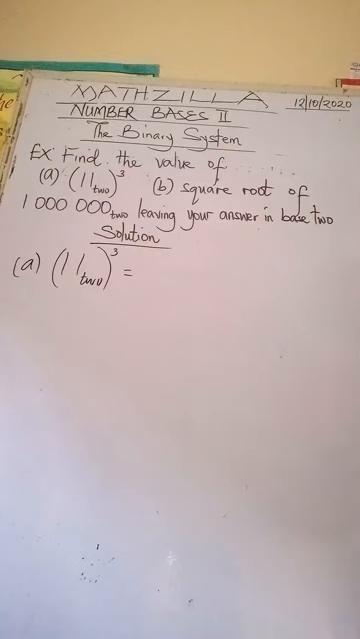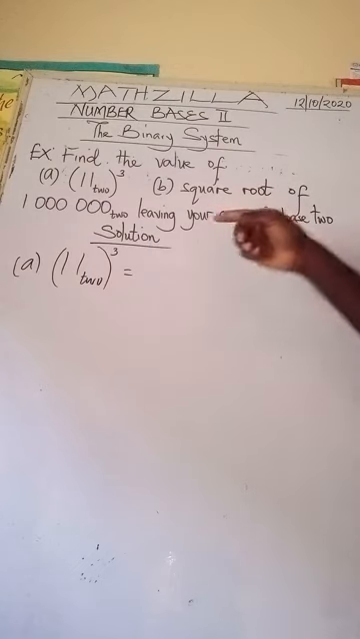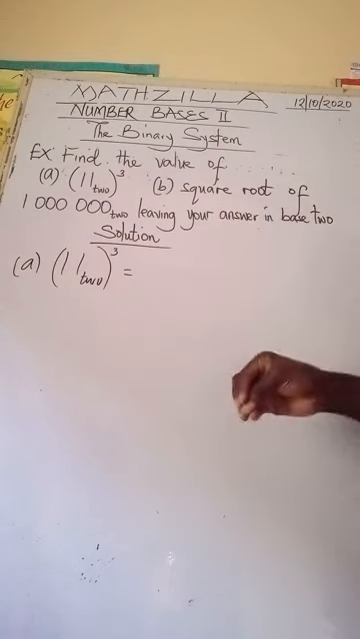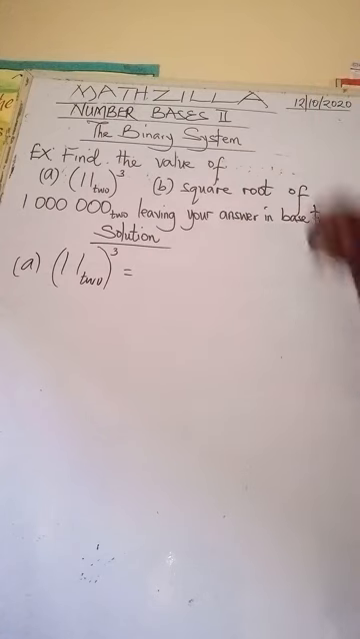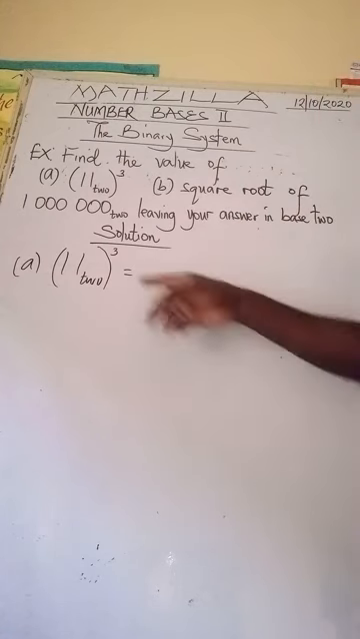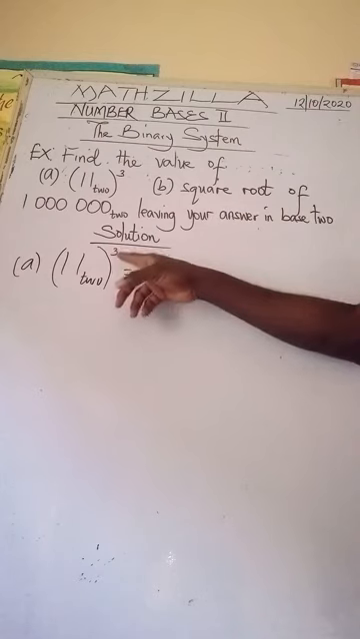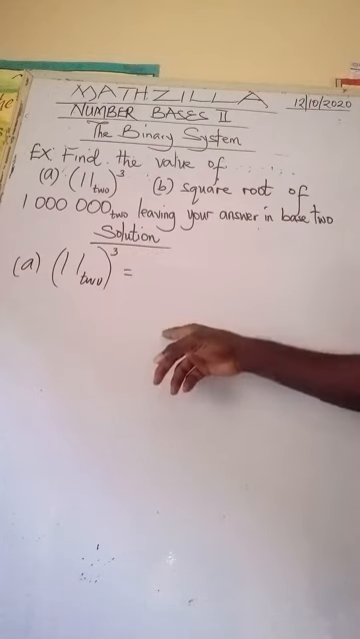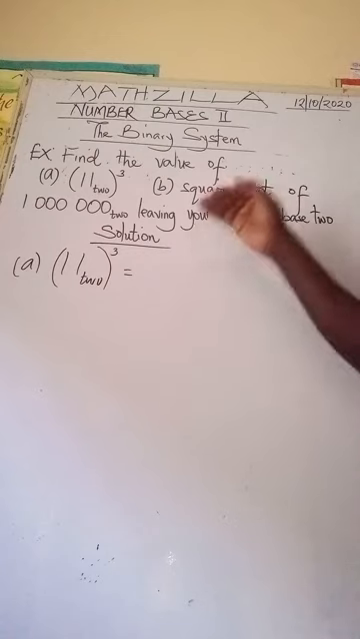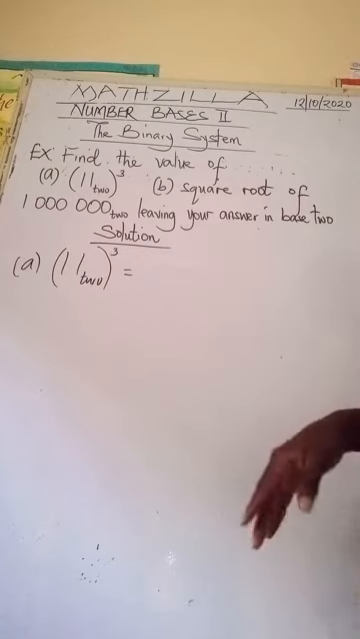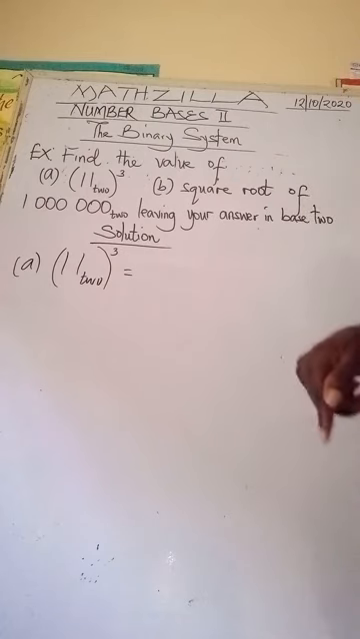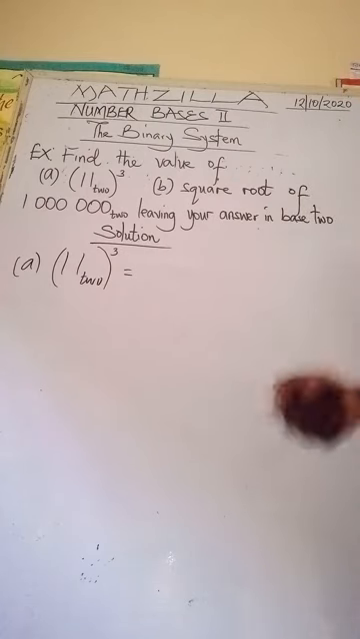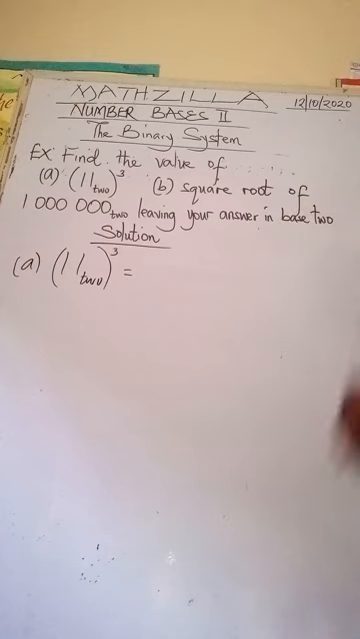Because we are asked to evaluate this and then leave our answer in base 2, we are going to do three things here. First, you change this to base 10. Then you raise it to the power of 3 and simplify, because you can't simplify it straight like this. Whatever you get, you change back to base 2. So let's take this to base 10.